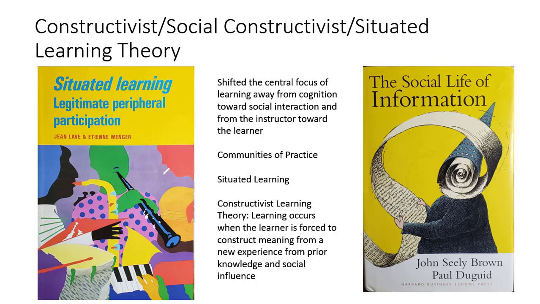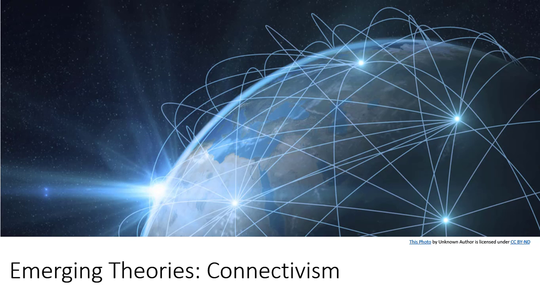Now, quite a bit of work has been done in this area since the original work by Lave and Wenger. Two of the most prominent researchers are John Seely Brown and Paul Duguid. One of my favorite books on this is The Social Life of Information, which essentially explores this concept of how knowledge is conveyed socially. Now, where do we go from there?